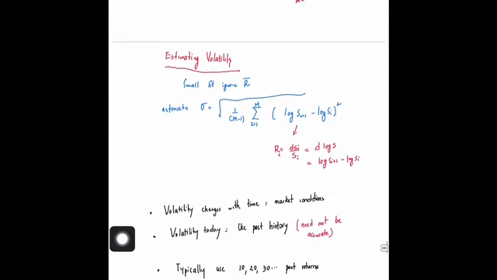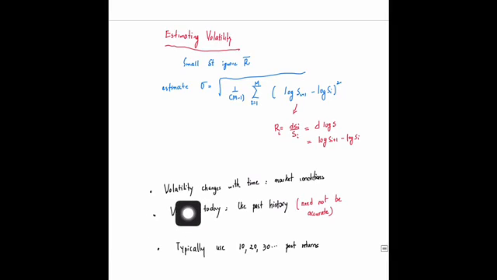Here there are a few points to note. Volatility will change with time, because depending upon the market conditions, that is going to tell you how much the stock price is going to fluctuate. So even though when evaluating the volatility at a particular time we'll be using 10, 20 or 30 past returns, this past history might not be very accurate in talking about the future volatility of the stock. Just note this particular part.